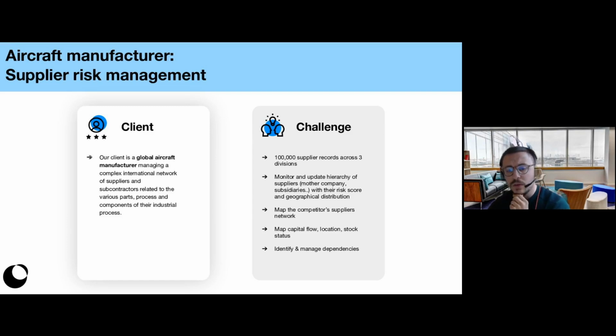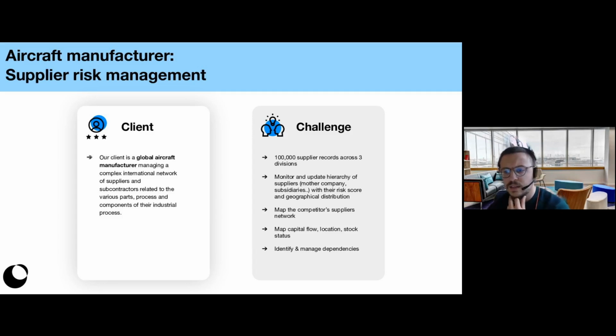The case study, or the client testimony, the success story that I'd like to highlight is one from a global aircraft manufacturer that, as such a complex organization, manages an international network of suppliers and subcontractors related to the various parts, process, and components of the industrial process and the final products that they build and sell.